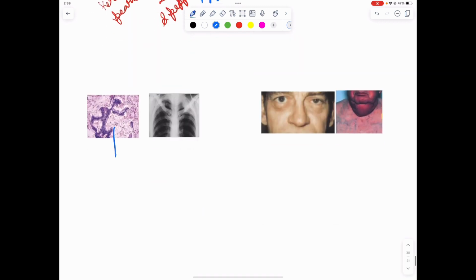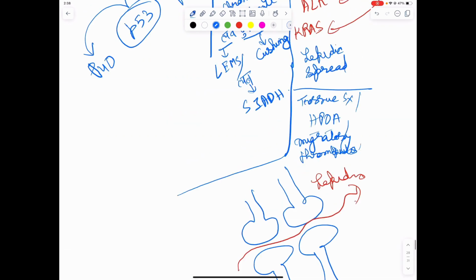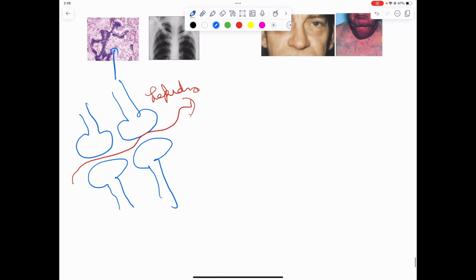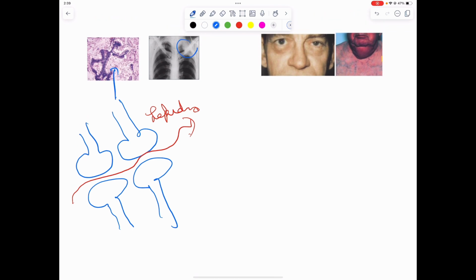And you will see that this is spreading along the alveolar septa, as I explained here. See, in this there it is spreading along the alveolar septa, and this is similar to this. So it is lepidic spread. Now here you will see there is an opacity at the top, and corresponding to it they will give you a predisposition to squamous cell carcinoma, and therefore this will be Pancoast tumor.